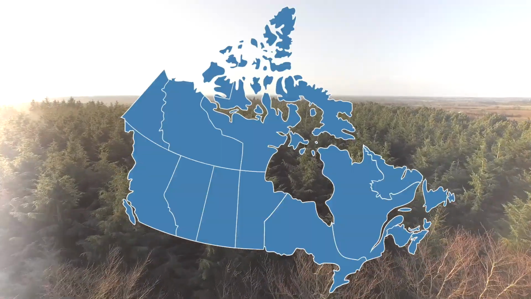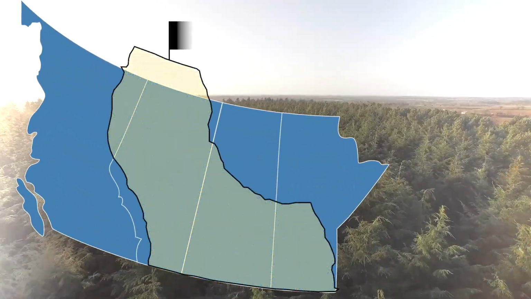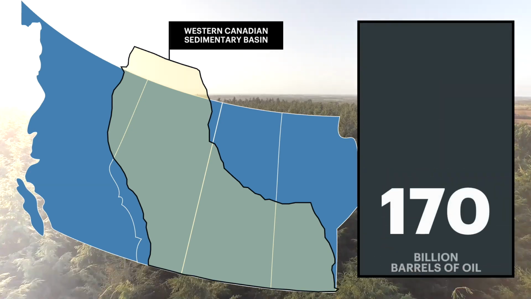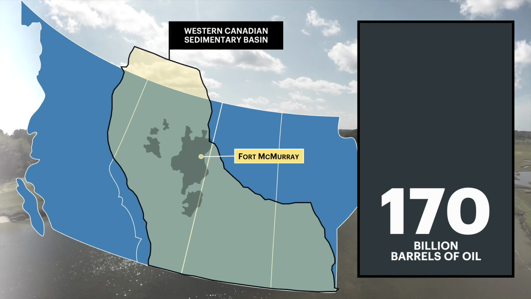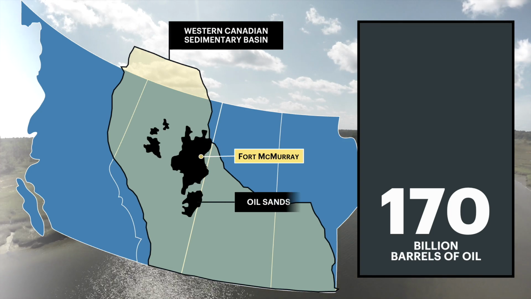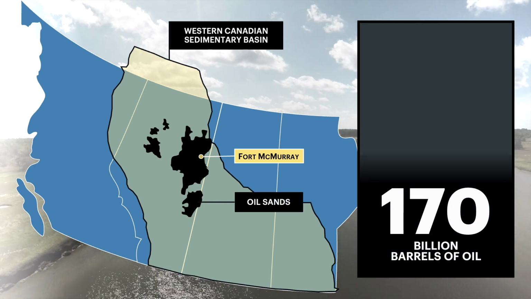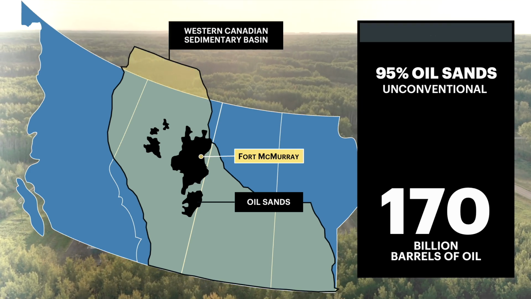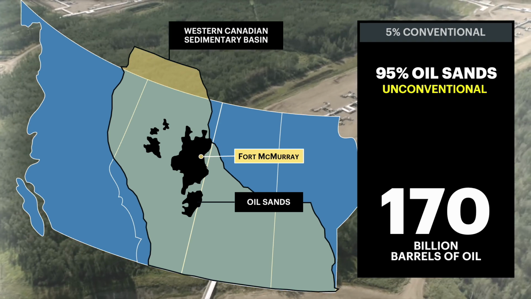The Western Canadian Sedimentary Basin holds an estimated 170 billion barrels of recoverable oil reserves. Most of those barrels, about 95%, are unconventional reserves contained within the Alberta oil sands. But what exactly do we mean by the term unconventional?